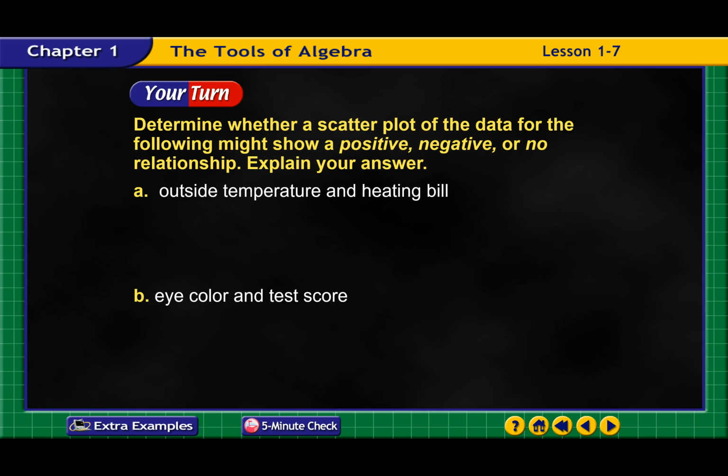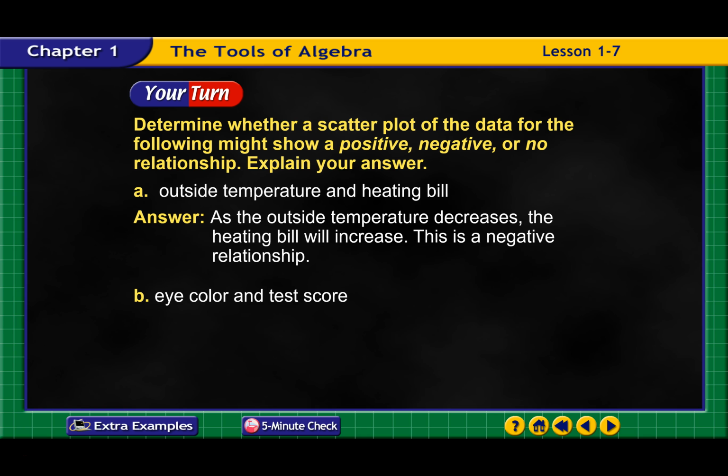All right, determine whether this is positive, negative, or no relation. All right, so the outside temperature and the heating bill. As the temperature increases, the heating bill will go down. Or you could say as the outside temperature decreases, the heating bill goes up. Either way, so the outside temperature decreases, the heating bill will increase, so that would be a negative relationship.